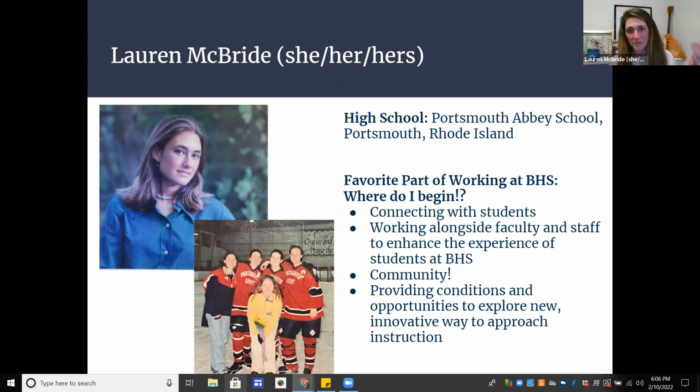So again, I'm Lauren McBride, she, her, hers. I grew up in Portsmouth, Rhode Island, and went to Portsmouth Abbey School. You can see some different pictures of me from my senior year. I played 3 different sports in high school, and here's a picture of me playing hockey, trying to channel the current season. I'm the one right here. That's kind of fun, and I don't know that I've put on skates that much since.